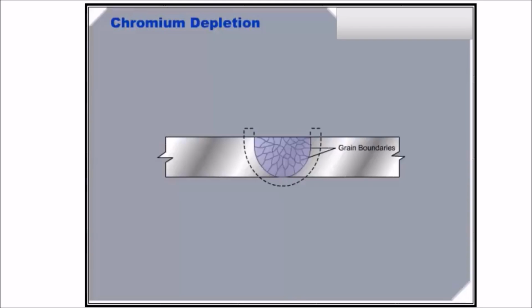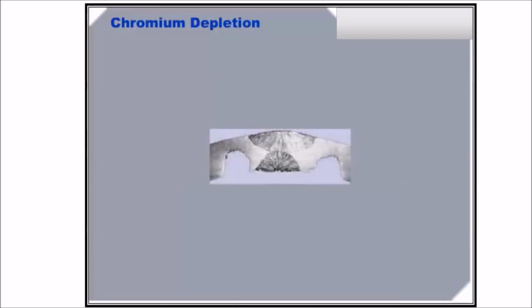The final result of this chromium depletion of the grain is a reduced corrosion resistance of the grain itself due to its reduced chromium content. In certain corrosion environments, the edges of the grains corrode at a high rate and is called intergranular corrosion attack, or IGA.